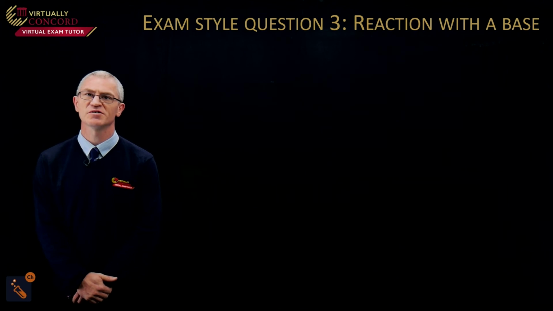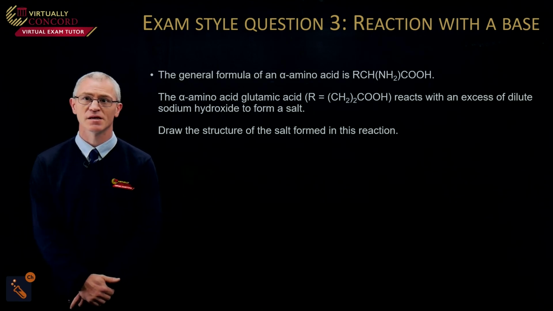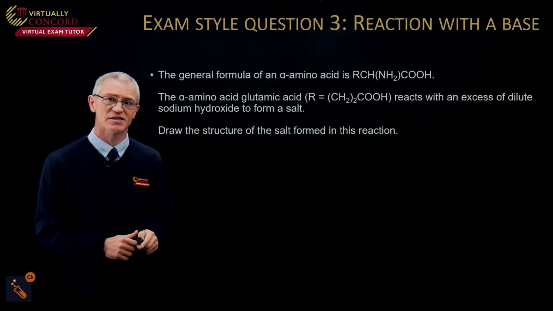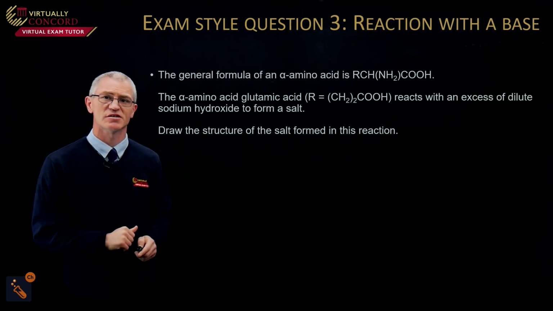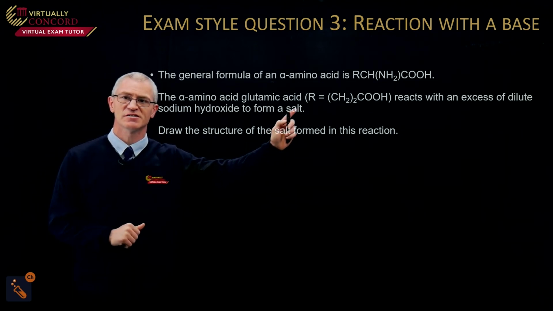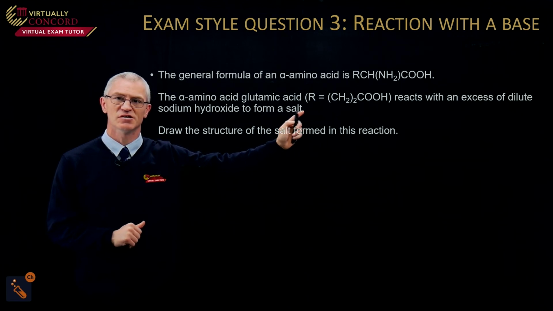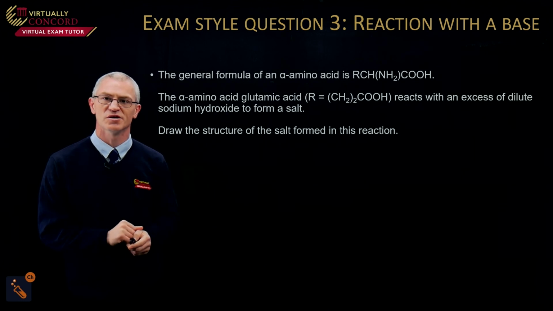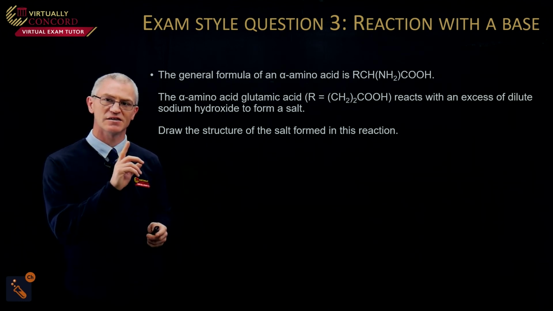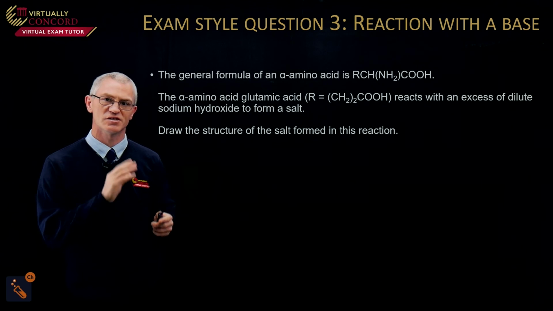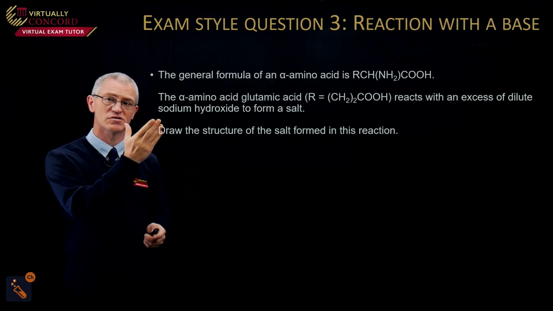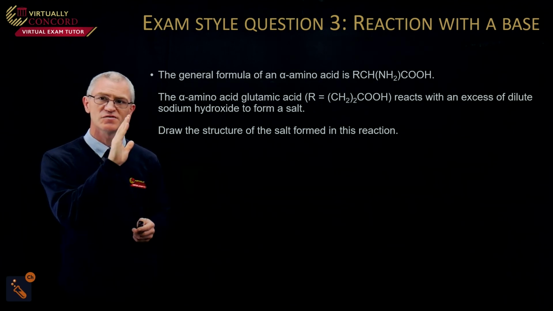We move on to our final exam question, which is a reaction of an amino acid with a base. Again, very, very common. The general formula is given to you in the question, then the alpha amino acid, glutamic acid. The real common thing about this is that they don't draw the amino acid, they just give you an R group and expect you to attach that R group onto your alpha amino acid base. Then we draw the structure of the salt forms. They want you to draw the salt, and they include either hydroxide or sodium hydroxide. Let's move this over to the side.